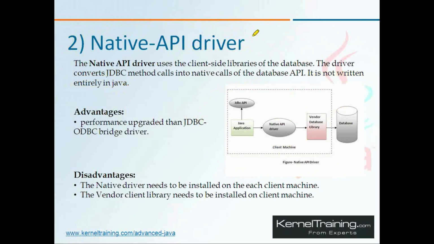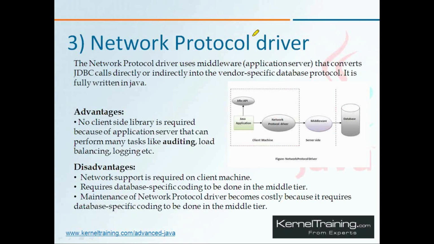The third type of driver is called the network protocol driver. What is the network protocol driver? The network protocol driver uses middleware or an application server. What will this middleware or application server do? They are going to convert the JDBC calls directly or indirectly into the vendor specific database protocol. And the most important benefit is that it is fully written in Java. The first type of driver, the JDBC ODBC driver, is not at all written in Java. Native API drivers are partly written in Java, whereas the network protocol driver is fully written in Java.